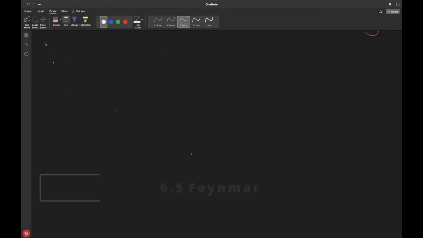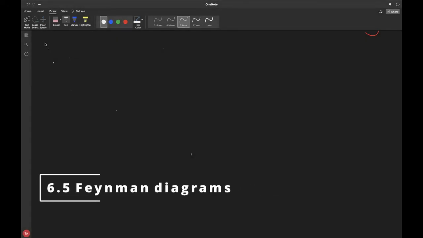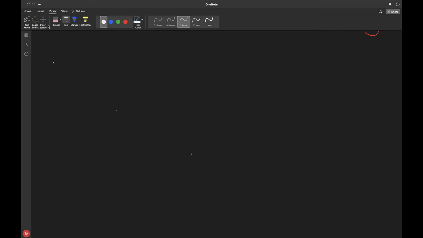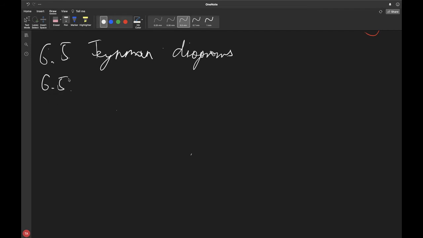There is a more intuitive picture behind all of this, and that's going to be the topic of the Feynman diagrams. So 6.5 is Feynman diagram. We will discuss the topic of the Feynman diagram through the example of the phi to the 4 theory. So let's recap that first. 6.5.1 is the recap of phi to the 4 theory.